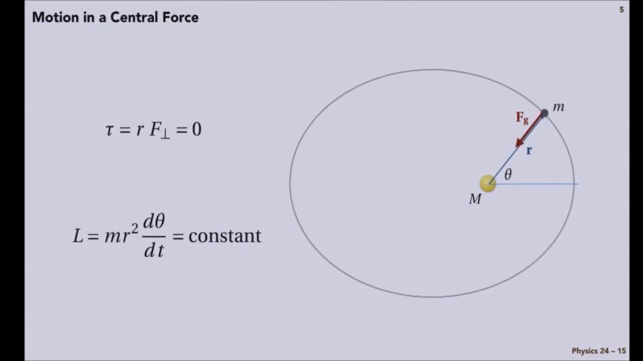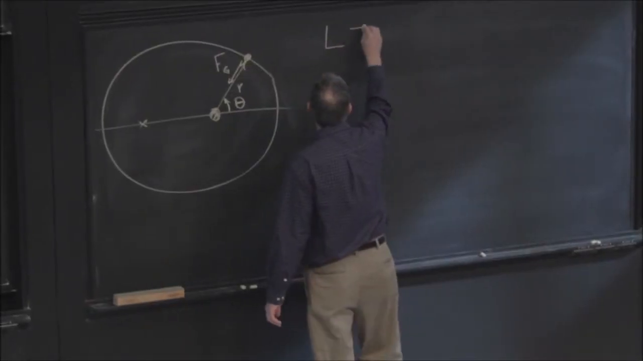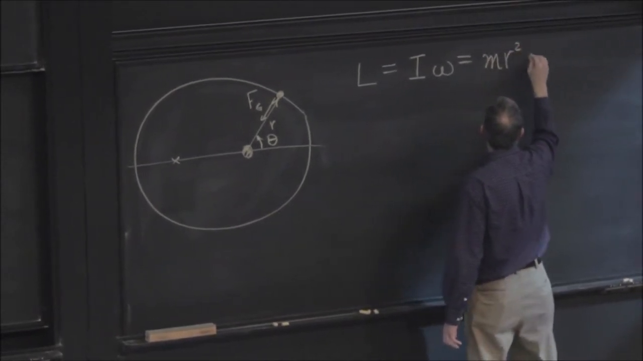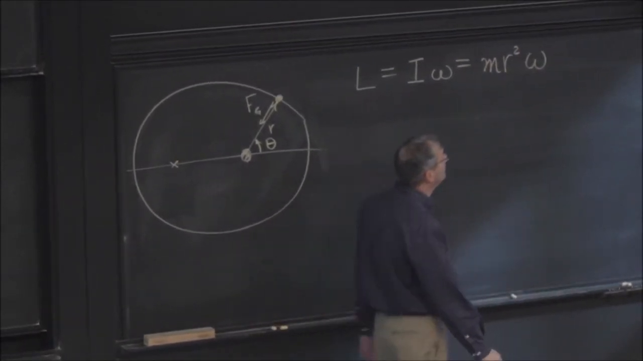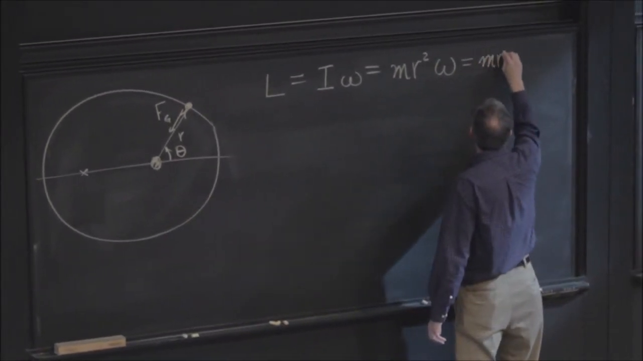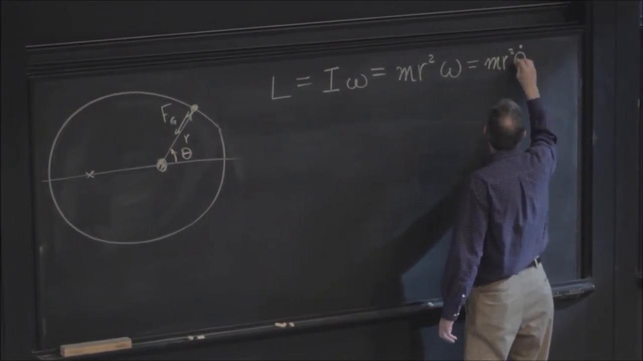And as we will be exploring, what changes angular momentum is torque. If the torque is zero, then the angular momentum of the planet is a constant of the motion. And whenever you can find a constant of the motion, that really is going to simplify the analysis. So the angular momentum, we had the definition L = Iω, which is equal to mr² times ω, or times dθ/dt, same thing. And that's a constant.